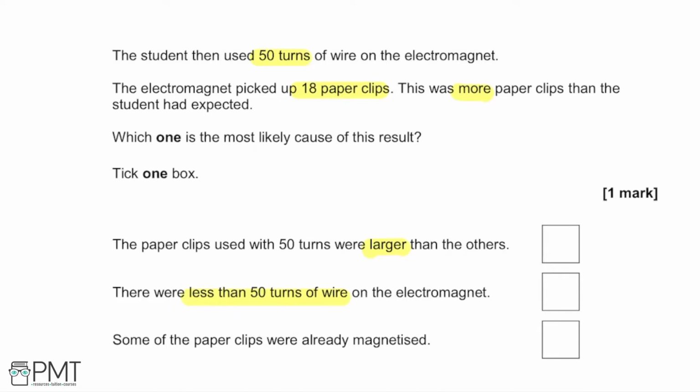So now that we've discarded these two options, we're hoping that it's going to be the last one, because by process of elimination it should be. So we have here that some of the paper clips were already magnetised. Now if some of the paper clips are already magnetised, it's going to be easier for them to be held by the electromagnet, so this is going to cause more paper clips to be able to be held by the electromagnet, which is what the question was asking. So this is the correct answer, and we can tick the box next to it.